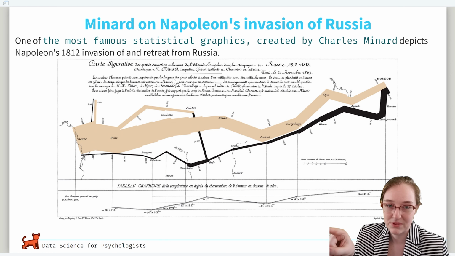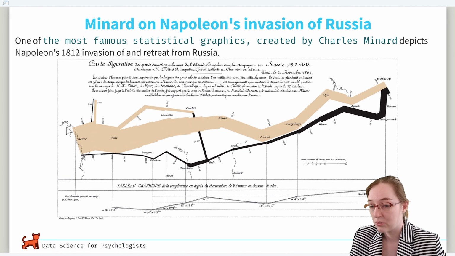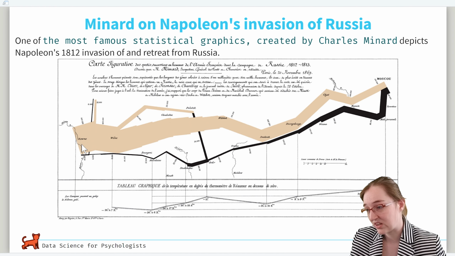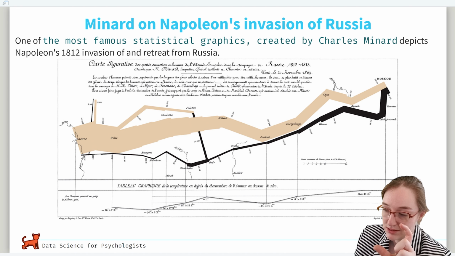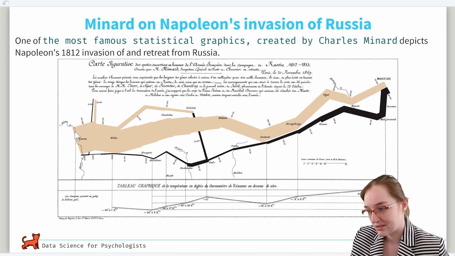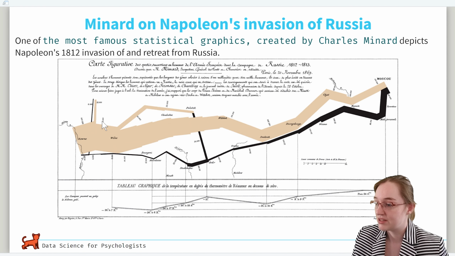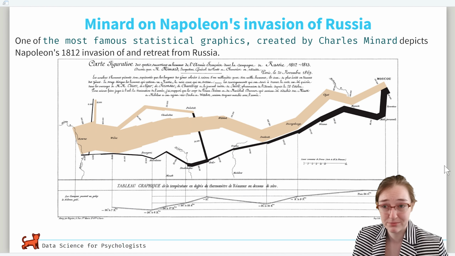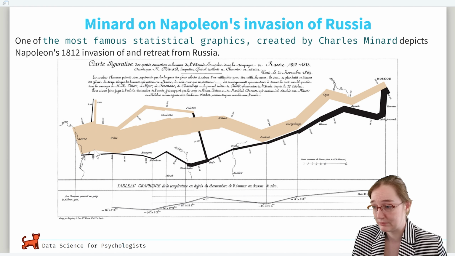So we've got words up there, and here we have a ton of different detail. Here we've got the starting army, where width is just capturing the volume of troops. We've got the geography underlying it. We've got temperature and direction and time. There's a lot happening.